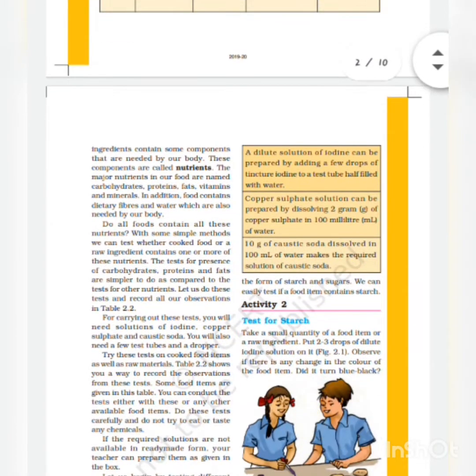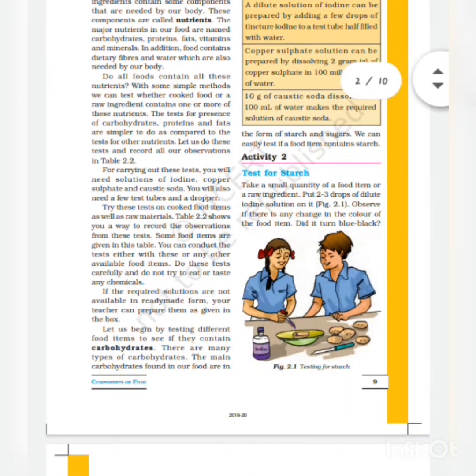What are the types of nutrients? It's protein, carbohydrate, fat, calcium, vitamin, minerals. Okay, these are all types of nutrients which our body needs to work. Now there is an activity where they have checked how we could check which food contains which nutrient.